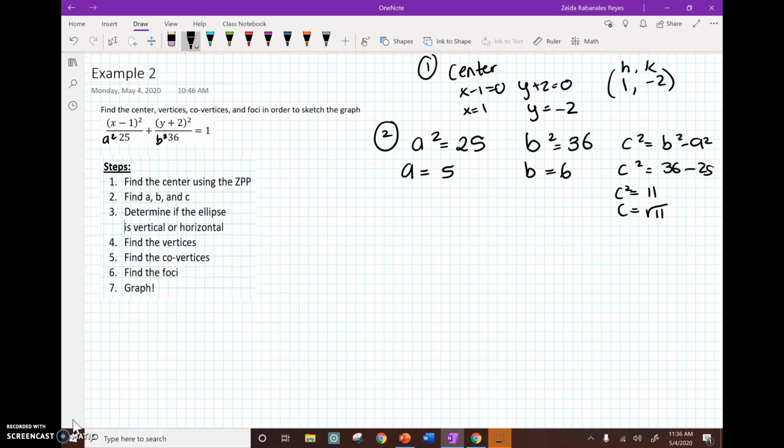And now we have to determine if the ellipse is vertical or horizontal. Because b is bigger than a, since 6 is bigger than 5, then it is vertical. And then that helps me out because I can find the vertices and co-vertices. So this is what's going to be different from example 1. You can actually graph it at this point right now. So let's go ahead and start to graph.